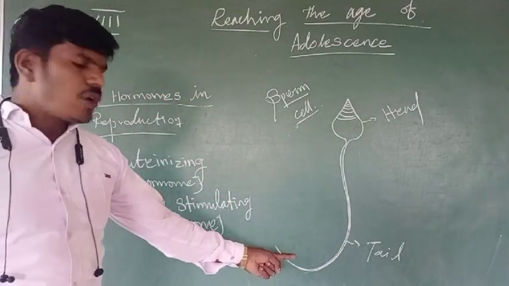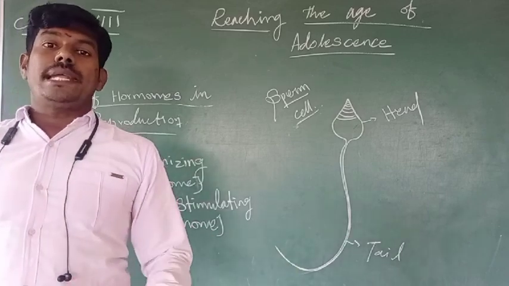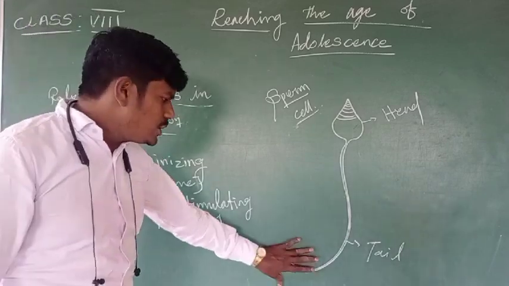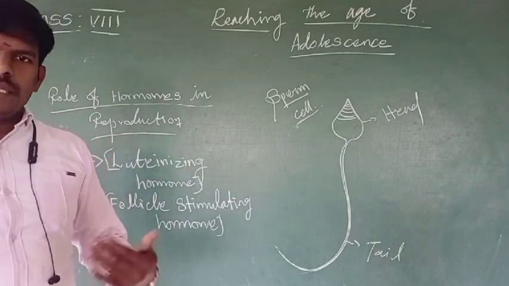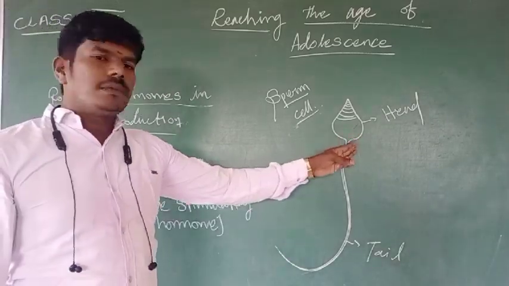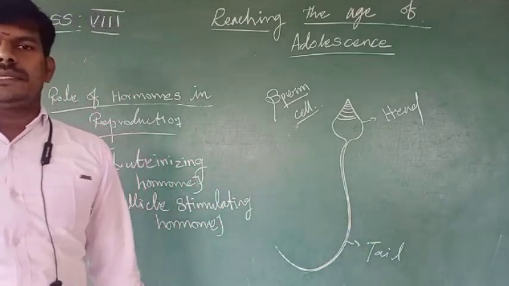Why is the mitochondria present? Because the mitochondria itself prepares energy. That energy we want to produce and provide, and with the help of that energy, the sperm cells move from one place to another.